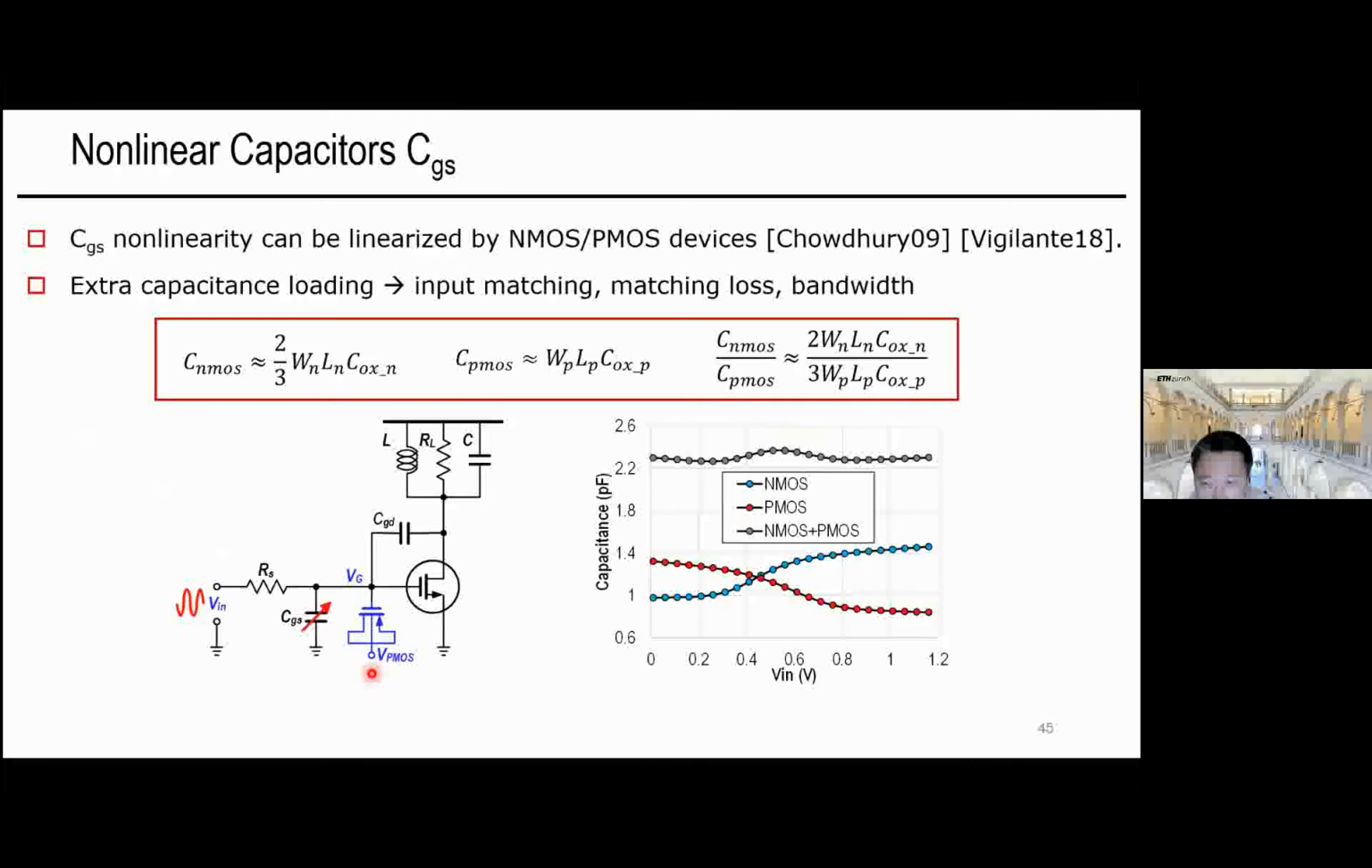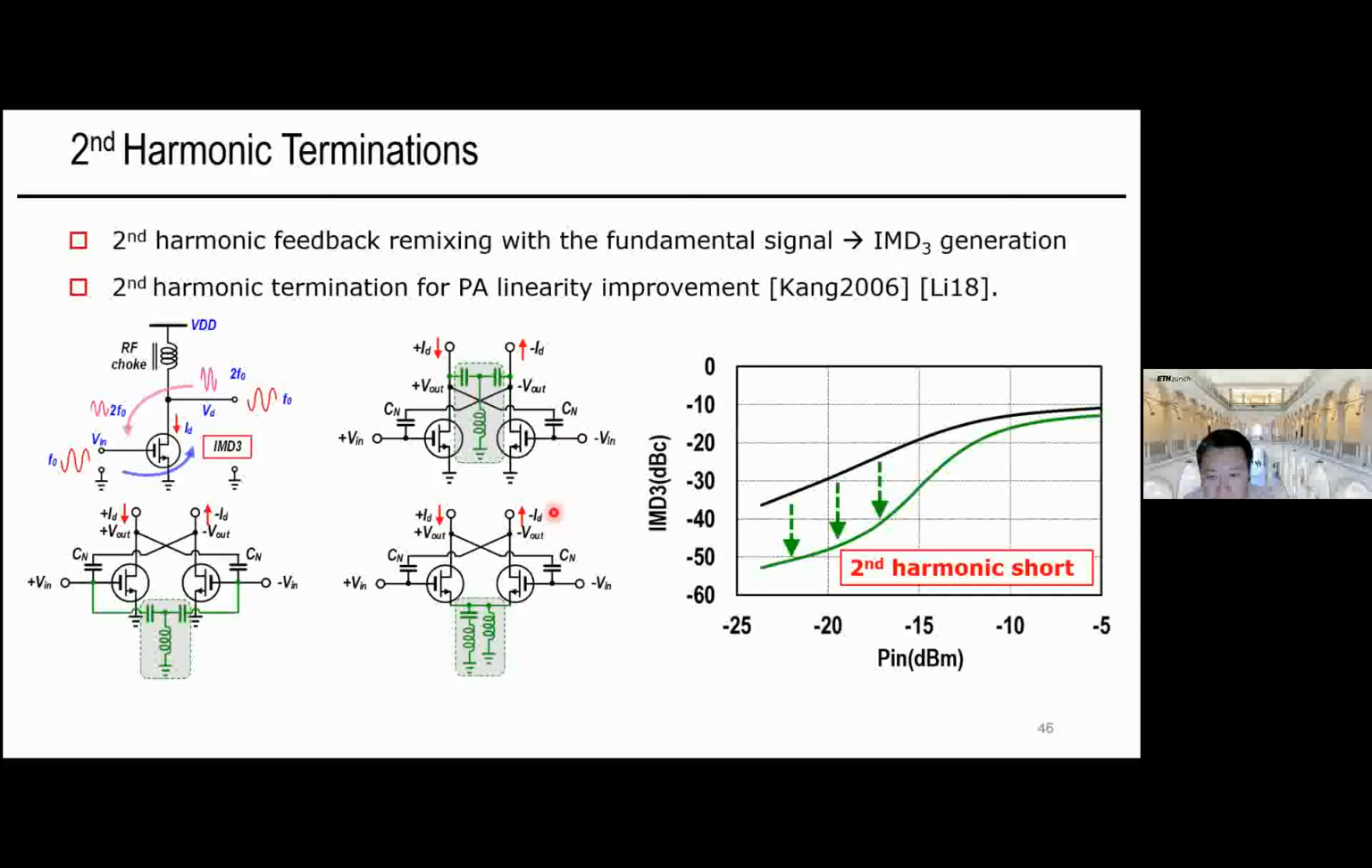So it is shown that the CGS nonlinearity can be canceled by using NMOS and PMOS varactors or transistors in parallel, right? Because they have opposite capacitive nonlinearities. This will lead to an overall larger but flatter input capacitance versus the input drive voltage, right? The price to pay typically is slightly lower gain and also a narrower bandwidth, but it will help us reduce the AM to PM distortions.